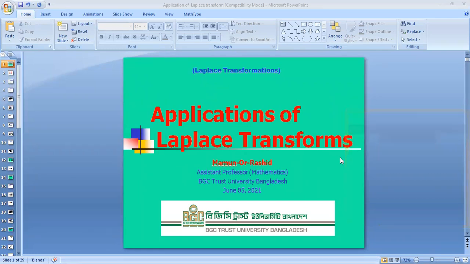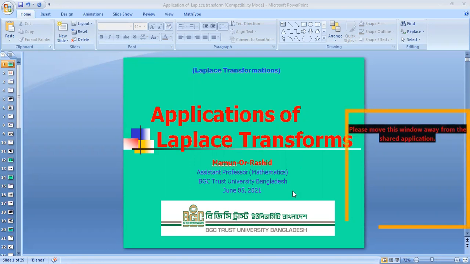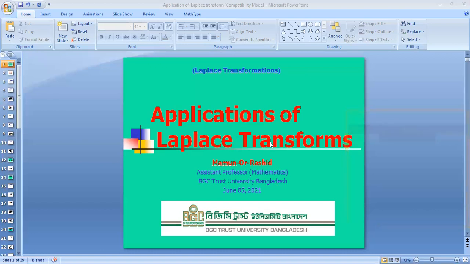Now we start a very interesting part of Laplace transformation, the applications of Laplace transform. Actually, in the previous lecture, we studied how to solve ordinary differential equations with the help of Laplace transform, and it was also an application of Laplace transformation. Now we start another application of Laplace transformation, at the engineering level and in solving partial differential equations, etc. So this is very interesting.